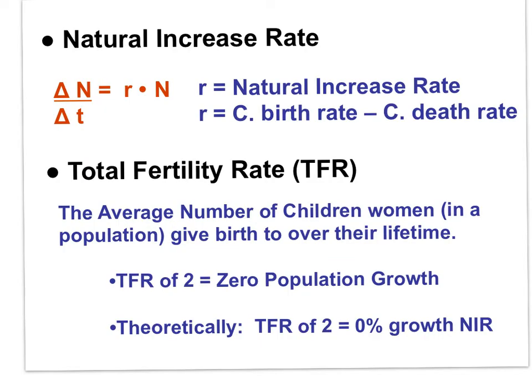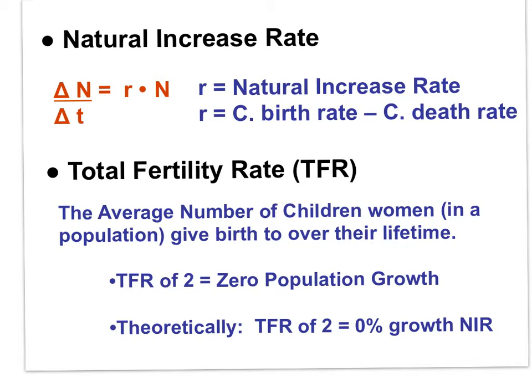Remember that if we're interested in the growth of a population, we have 2 important statistics to examine: natural increase rate and total fertility rate. Natural increase rate is defined as crude birth rate minus crude death rate, keeping in mind the possibility of including immigration and emigration in the calculation. And total fertility rate, TFR, is defined as the average number of children women give birth to in their lifetime.